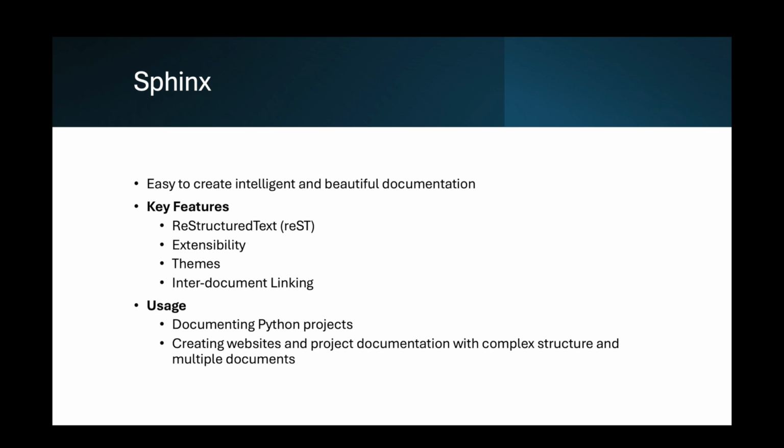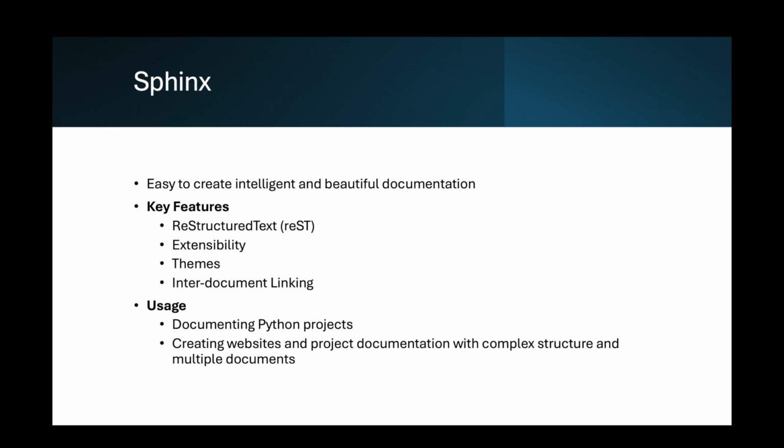Next key feature is extensibility, where it is highly extensible with a large number of plugins available. Next is themes, various built-in themes for the HTML output. And the last one is inter-document linking, which supports cross-referencing documentation and sections, where you can do much branching and subclassifications and stuff. So these are some of the key features of Sphinx. Usage is documenting Python projects and creating websites and project documentation with complex structure and multiple documents.